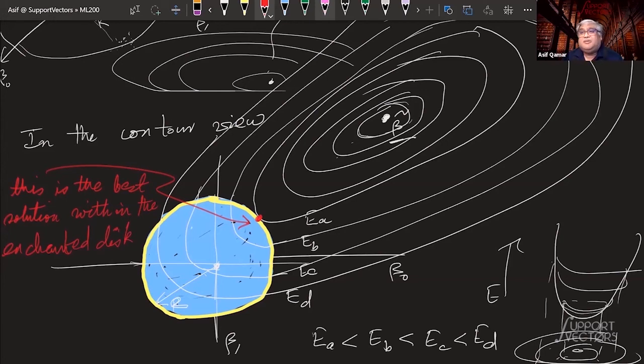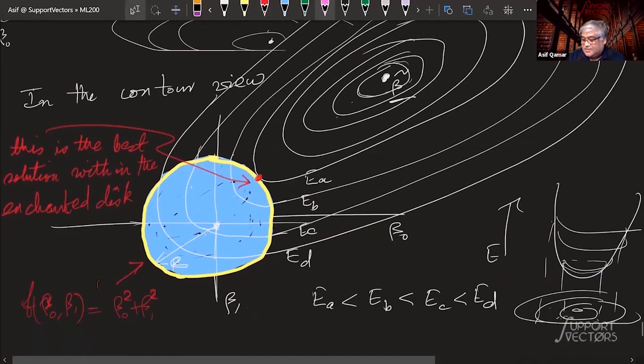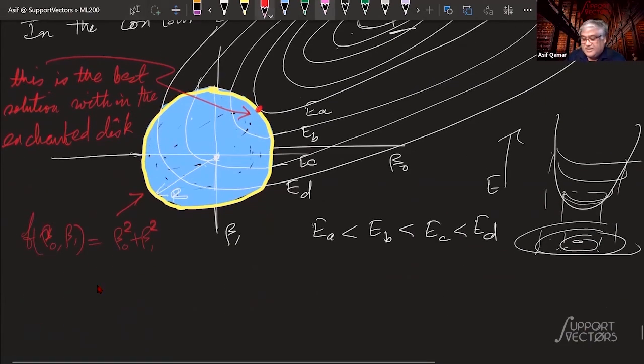Now let's think about this. At this point, this is a circle. We just realized that in a circle, the gradient points in a particular direction. This circle is given by f(beta naught, beta 1) equals beta naught squared plus beta 1 squared, and we can generalize. This is the equation of the circle. Does it make sense, guys?